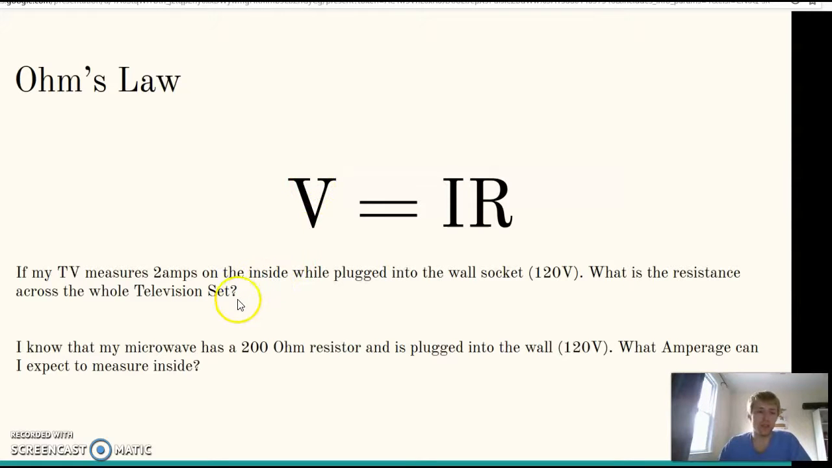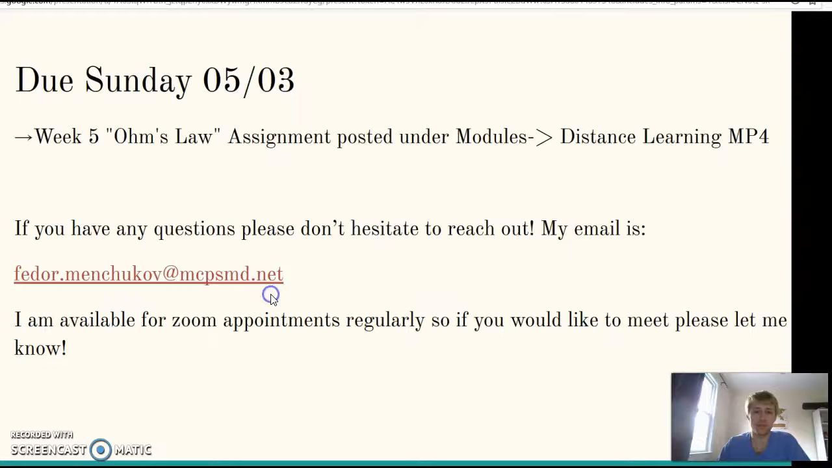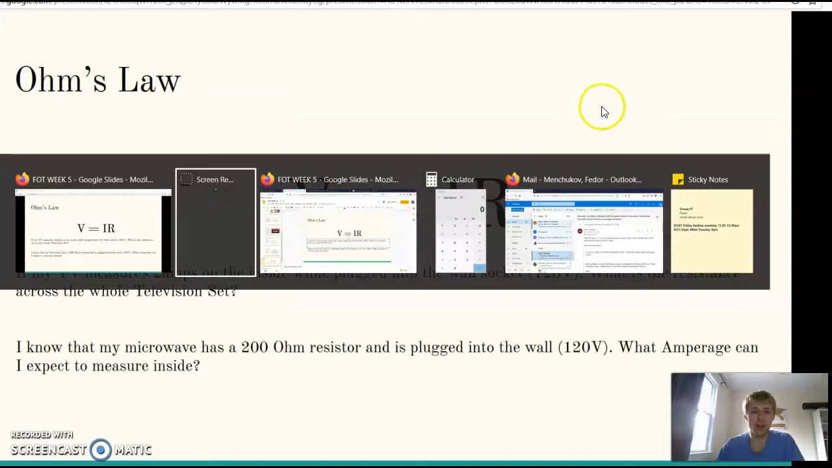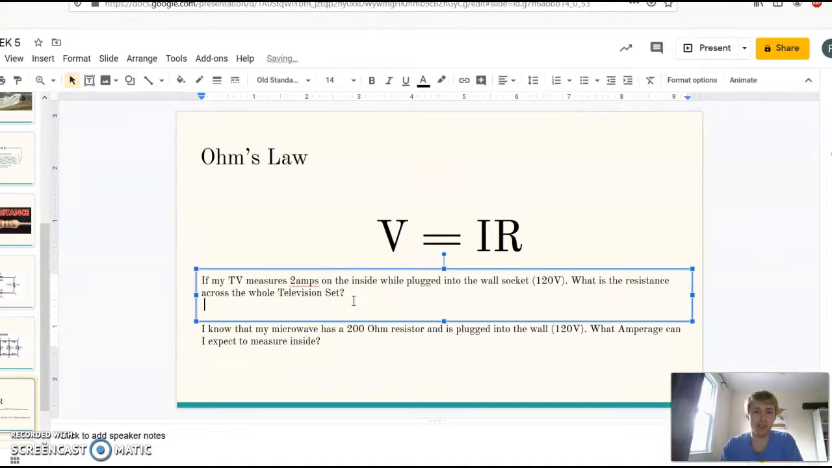So let's try a couple of examples. If my TV measures 2 amps on the inside, so that would be 2 is the I here, and it's plugged into the wall socket, 120 volts, 120 goes right here, then what is the resistance across the whole television set? Well, if we try that, let's see. What we're trying to say is 120 is equal to 2 times R. We don't know what R is, but could we find out? I think you guys could figure that out, right?